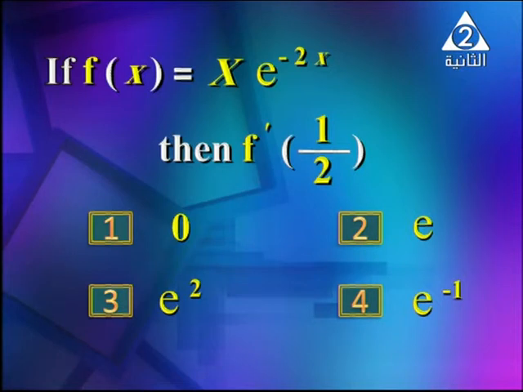My dear student, what is the rule when we use x e power negative 2x? Yes, student: first derivative of the second plus second derivative of the first. What is the first? x. What is the second? e power negative 2x. What is the derivative of e power negative 2x? Negative 2 e power negative 2x. Then use the rule of product of two functions: first times derivative of second plus second times derivative of first.